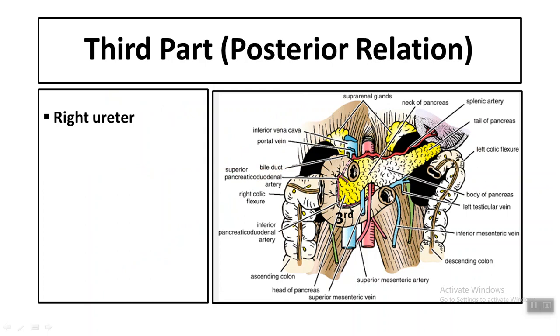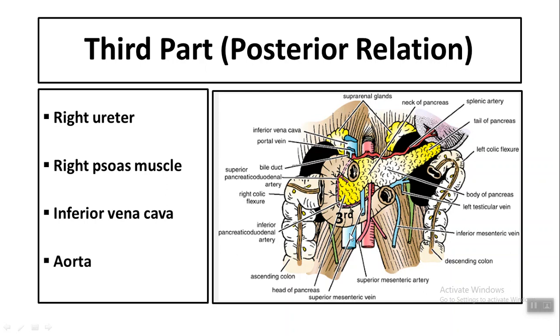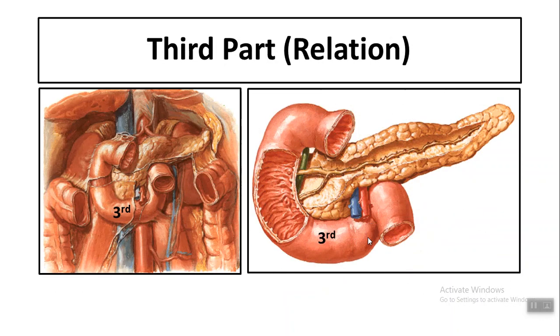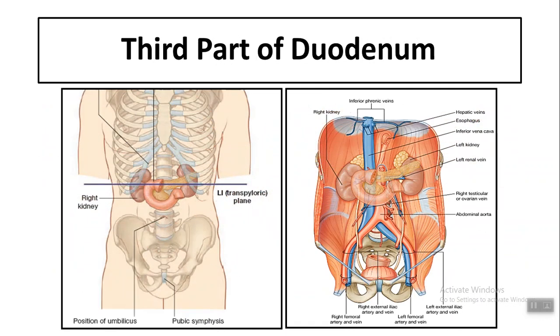Posteriorly, this is the transverse part of the duodenum. Posteriorly, it is related to the right ureter, the right psoas muscle, the inferior vena cava, and the aorta. Here we can see the posterior relation of the third part more clearly. This is the third part of the duodenum. The posterior relation is the right ureter, right psoas muscle, inferior vena cava, and the aorta.